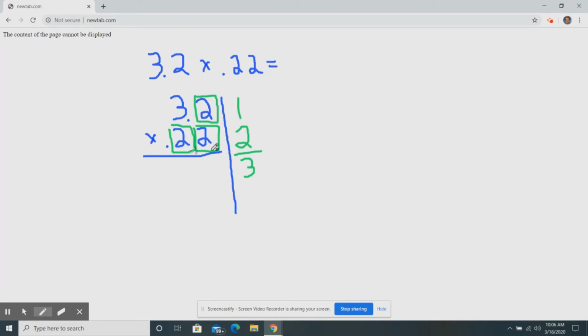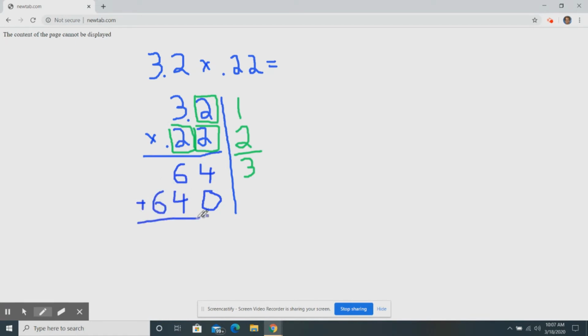Okay, now we're going to go back to the problem. I want to multiply like I normally would, but ignore the decimals for the time being. Since we've already counted that, we're going to ignore the decimals. We're just going to multiply. 2 times 2 is 4. 2 times 3 is 6. Don't forget the 0. 2 times 2, again, is 4. 2 times 3 is 6.